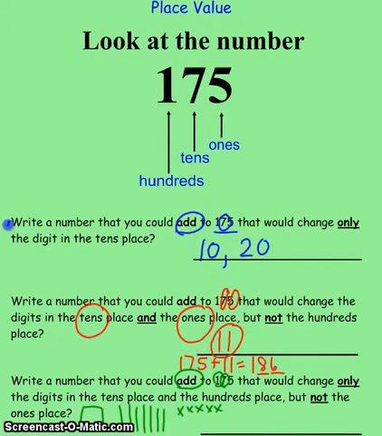If your student would look at the number 175 in this way, knowing that they want to add something to that number that would change only the tens and the hundreds but not the ones, they could add 110, or they could add 600, which would change the digit in the hundreds place, 20. There are several different answers that would be acceptable for a problem like this.